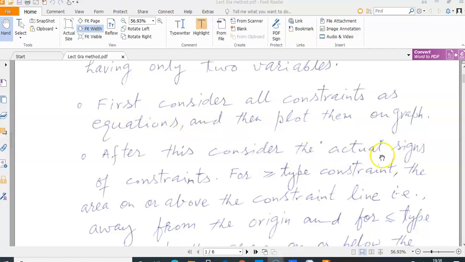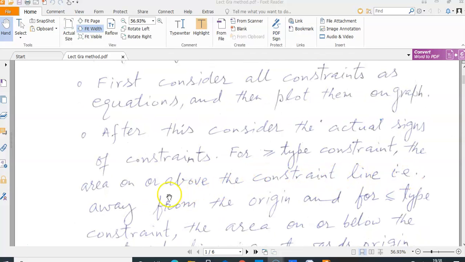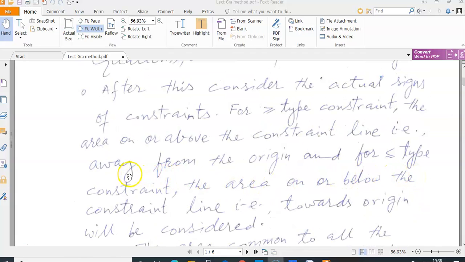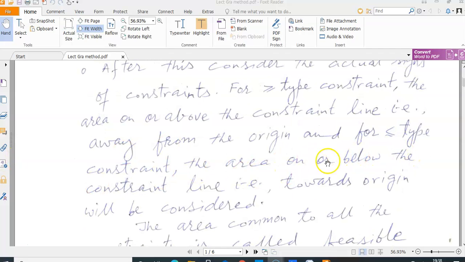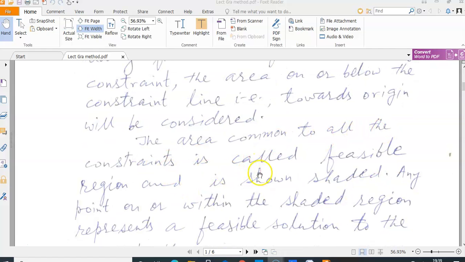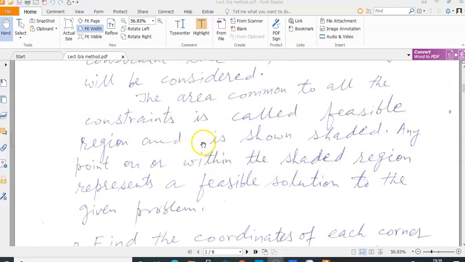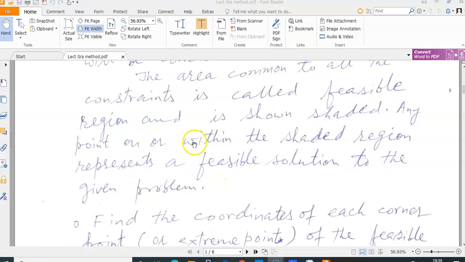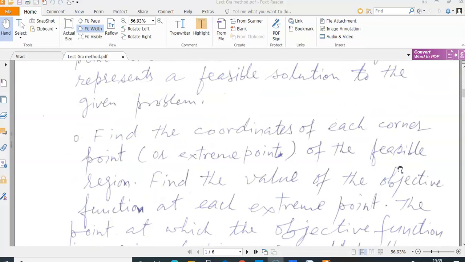After this, consider the actual signs of the constraints. For a greater than or equal to type constraint, the area on or above the constraint line, that is away from the origin, and for a less than or equal to type of constraint, the area on or below the constraint line, that is towards the origin, will be considered. The area common to all the constraints is called the feasible region and is shown as shaded in the graph. Any point on or within the shaded region represents a feasible solution to the given problem.